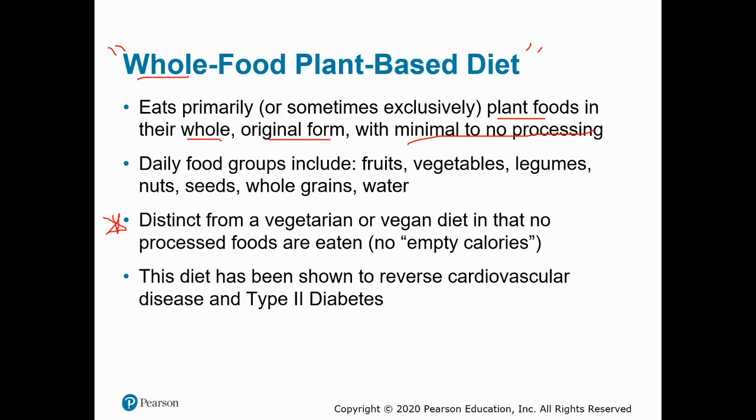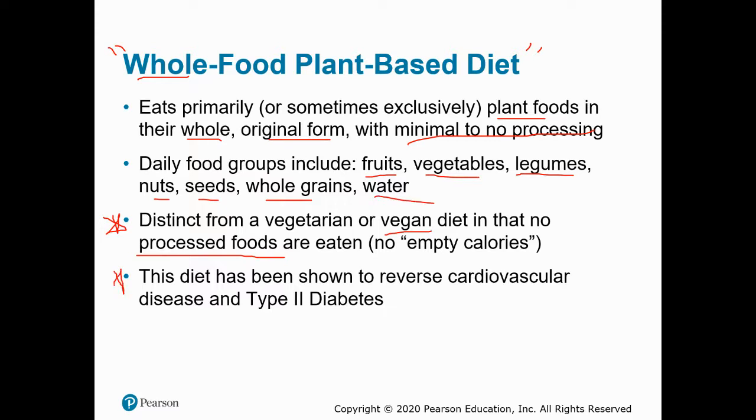It's basically like eating vegetarian or vegan as healthy as you can be. So it's distinct from vegetarian and vegan in that no processed foods are eaten, whereas Oreos are vegan, so you could have a vegan diet that's all Oreos, so it's not very healthy. So the food groups again would just be all of your plant foods, so fruits, vegetables, beans and lentils, nuts, seeds, whole grains, water, of course.